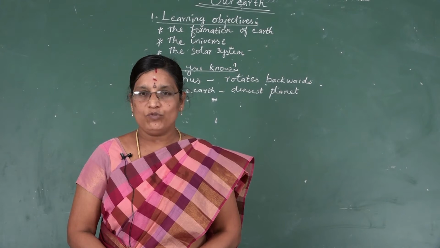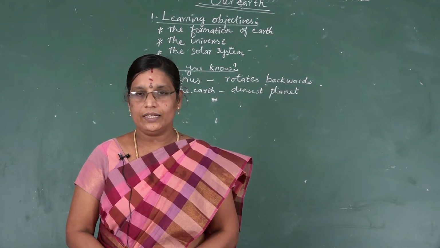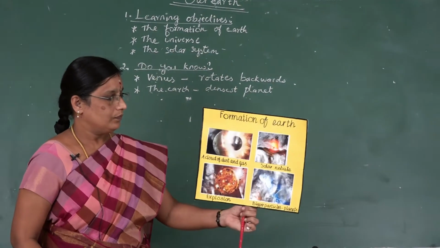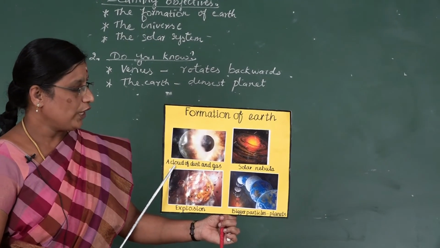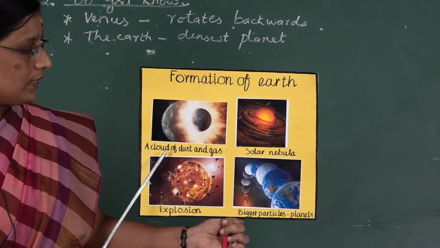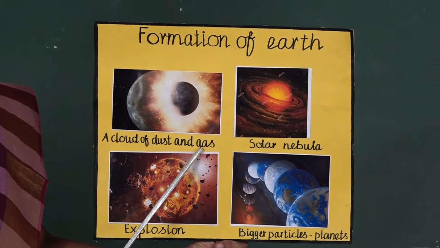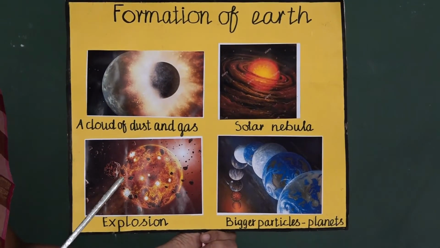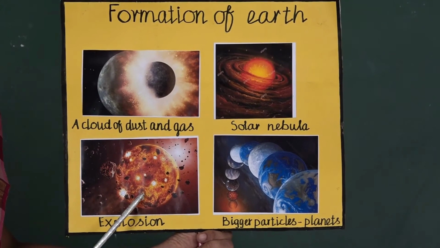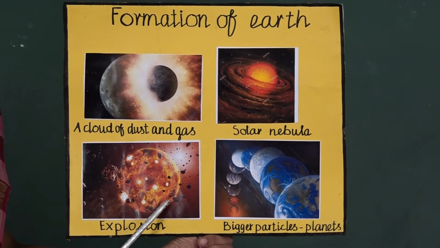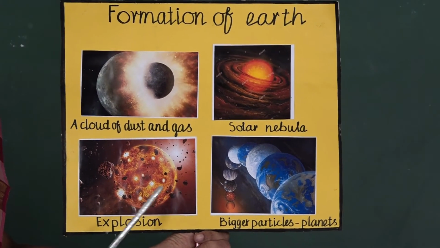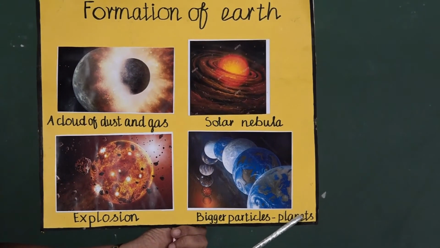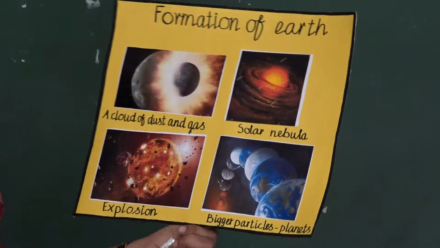Next one is about formation of the Earth. How did the Earth and other planets form? Earth formed about 4.5 billion years ago, and the solar system was made of a cloud of dust and gas. The rotating cloud of dust and gas is called solar nebula. Due to an explosion of solar nebula, these particles broke into pieces suddenly and they began to spin around the sun. The bigger particles which revolved around the sun are called planets. In this way, the Earth formed.